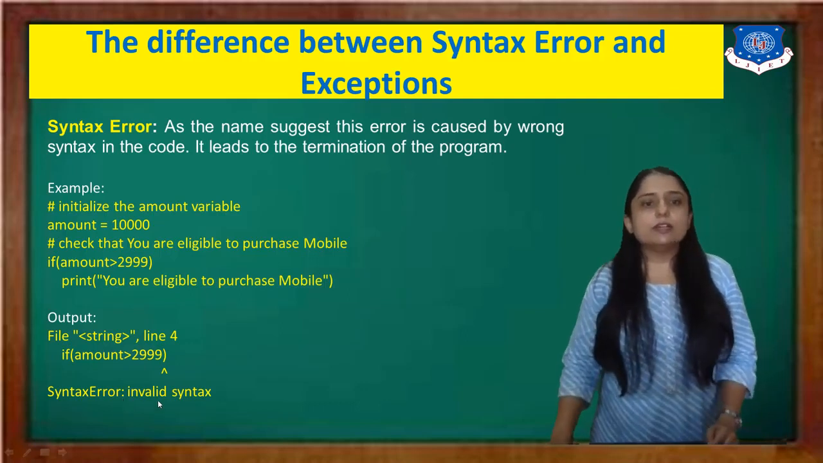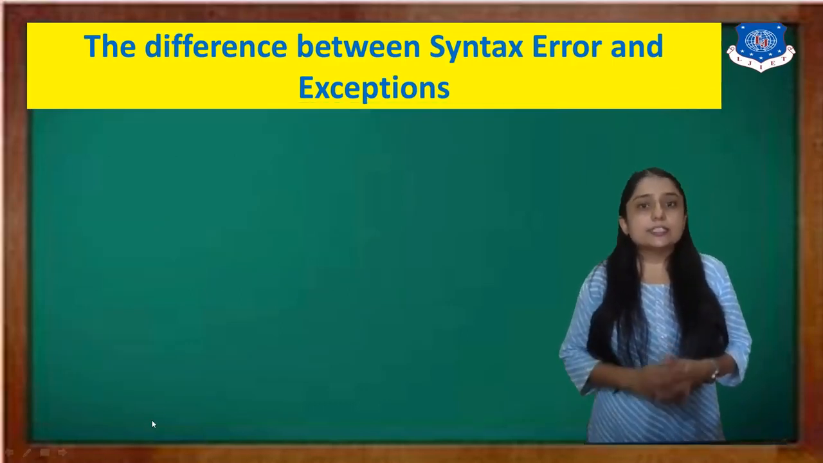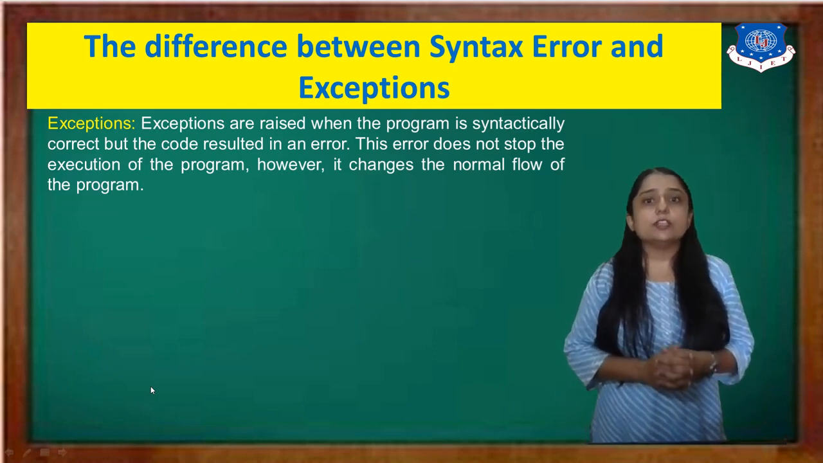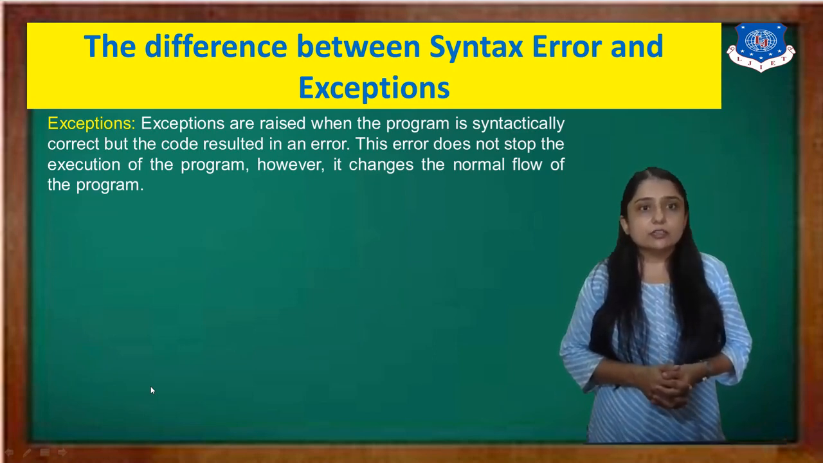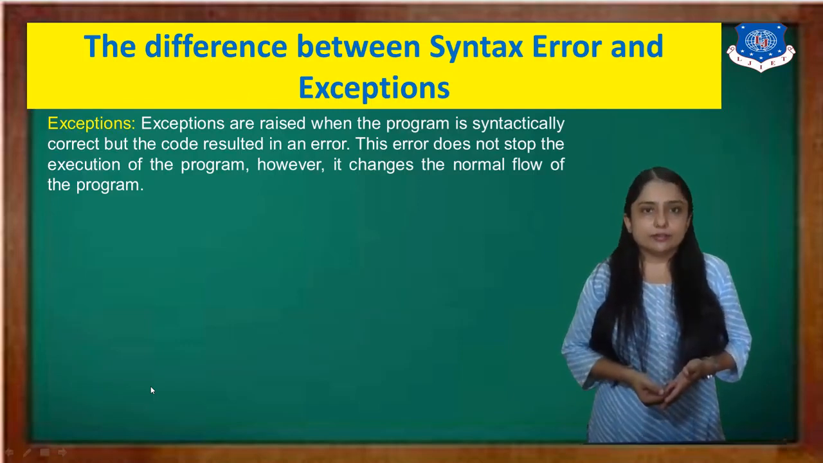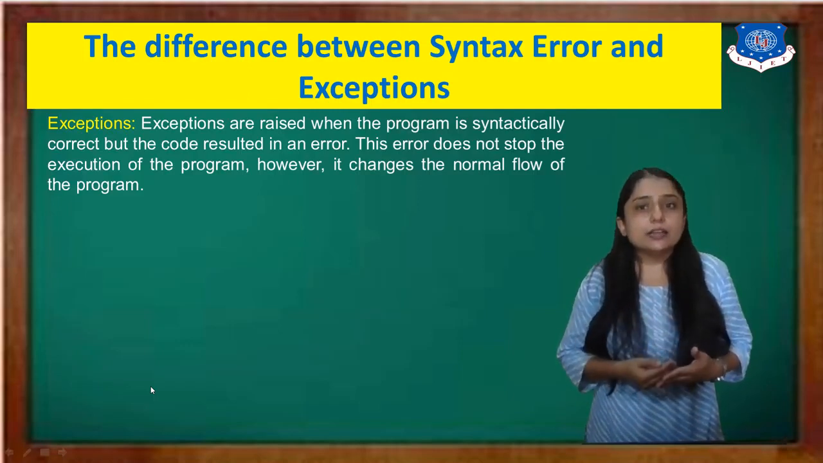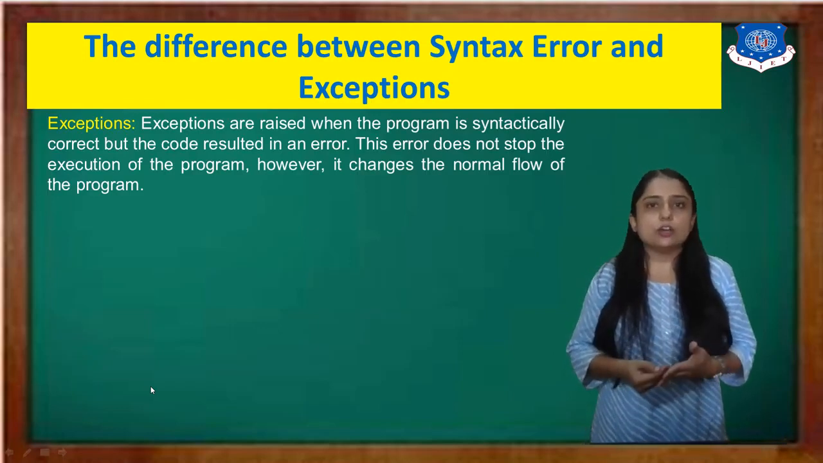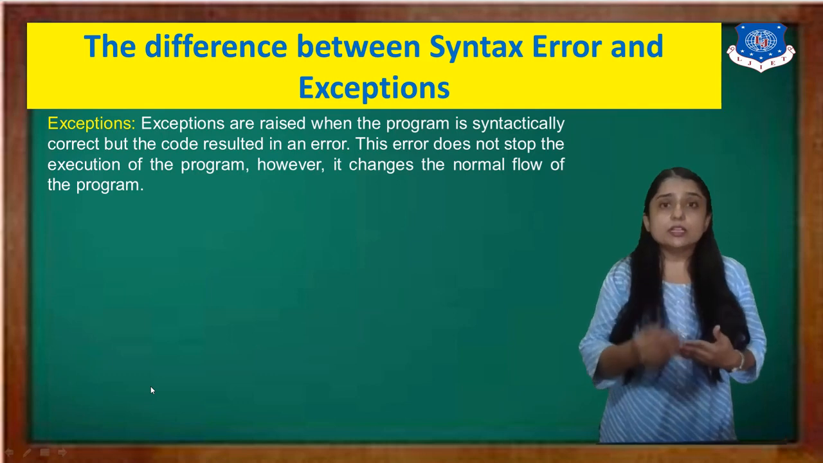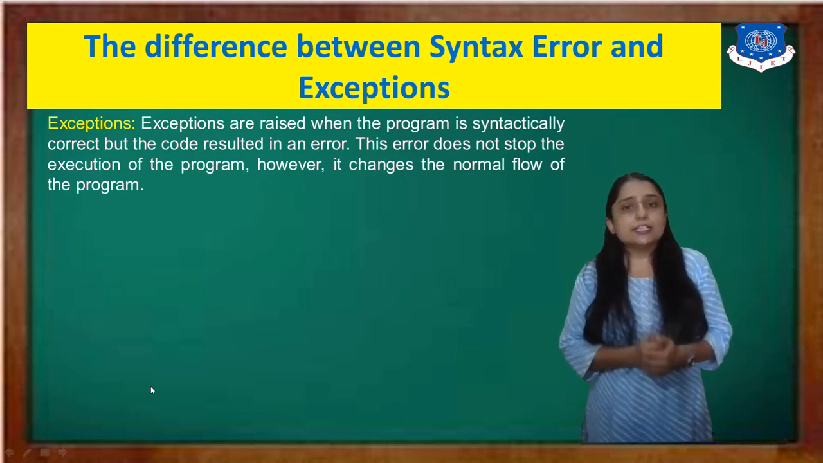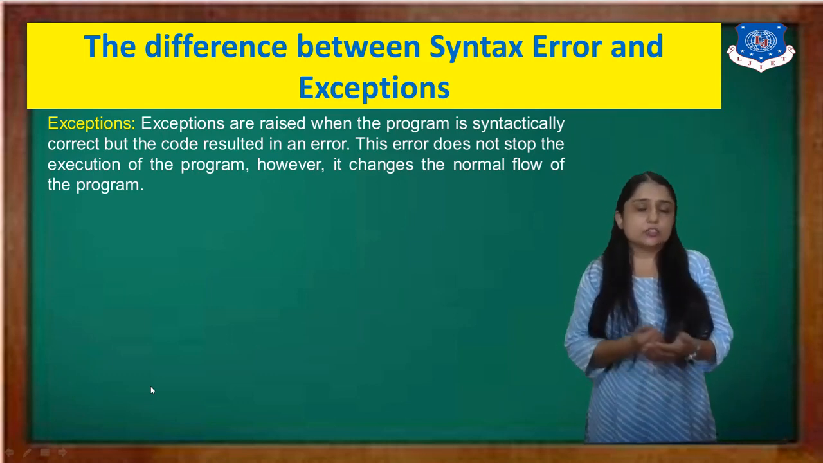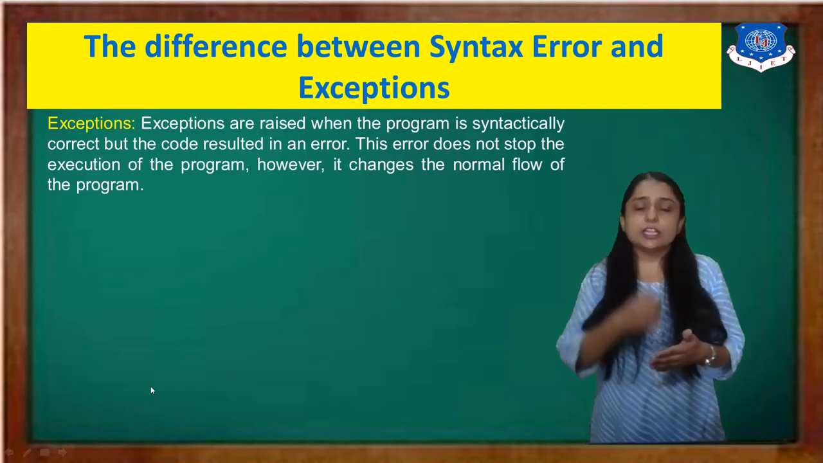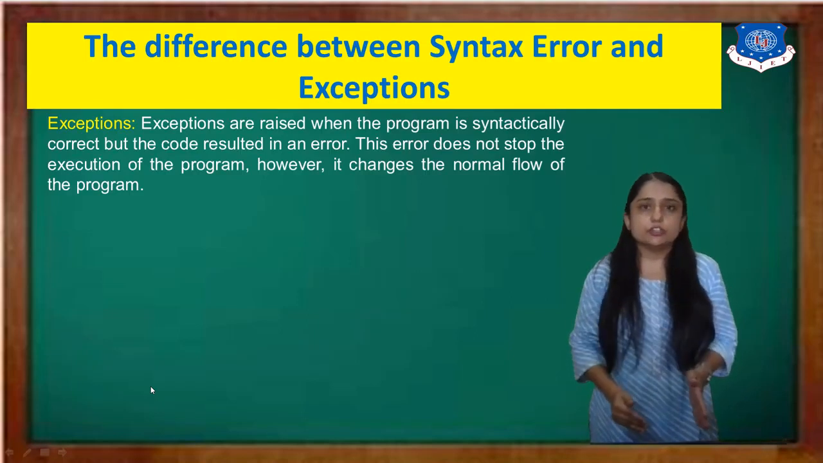Now, next we will discuss the exception. So what is the exception? Exceptions are raised when the program is syntactically correct, but the code results in an error. This error does not stop the execution of your program. However, it changes the normal flow of the program. That means the exception is not a syntax error, so your program will not get terminated. Your syntax is correct, and each and every instruction is executed.